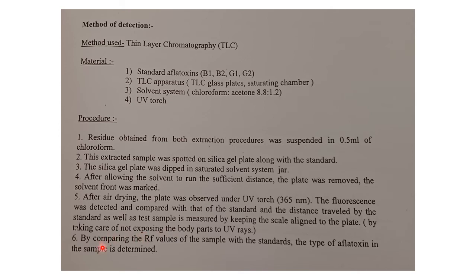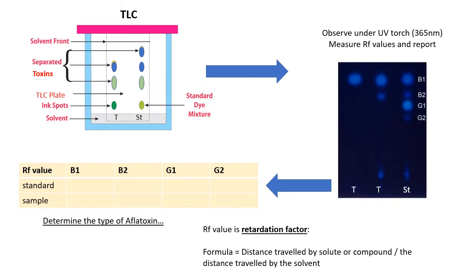By comparing the RF value of the sample with the standards, the type of aflatoxin that is produced in your sample is determined. Okay, so very simple procedure. So now here you need to remember the principle of TLC. Here is a simple diagram that you may need to draw in your practical exam.